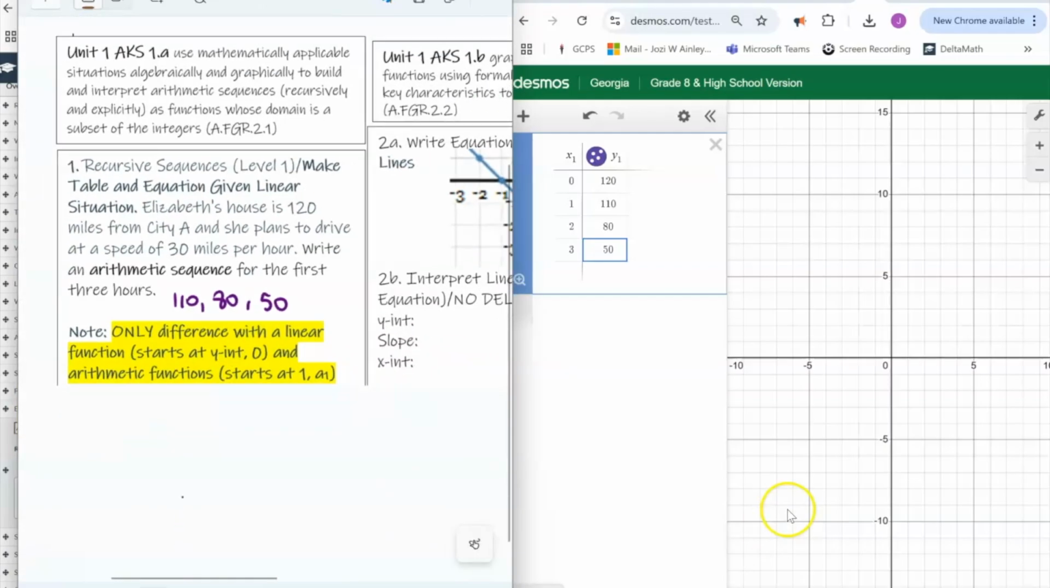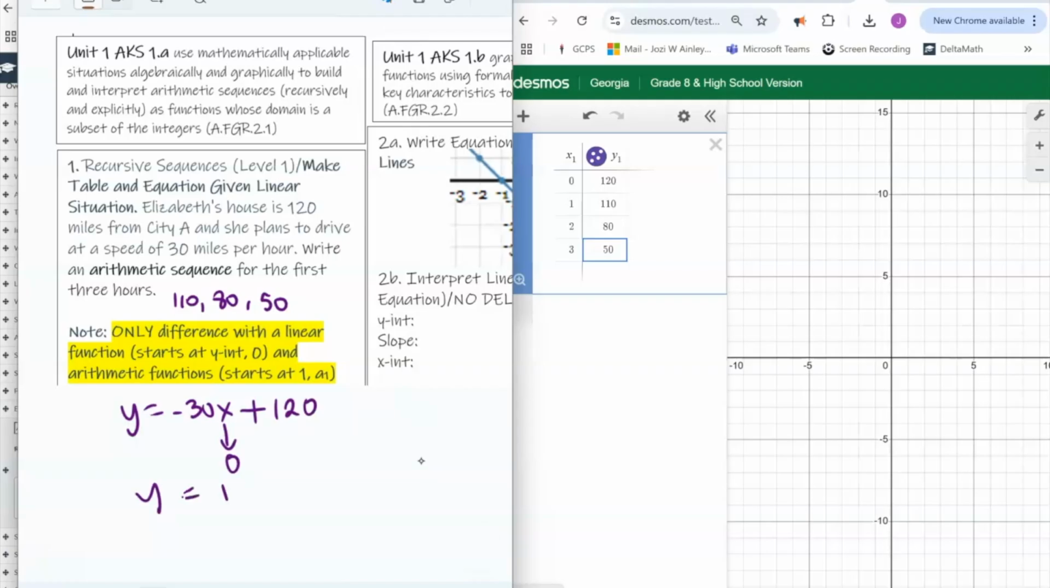However, if I was trying to write a linear function, okay, then I would say, okay, y equals my slope, which again is 30 miles an hour, right? So minus 30 miles an hour, and then we start at 120. Whereas at 0 hours, my y-intercept is 120 away. Okay, so that's the difference between arithmetic sequence and linear functions.